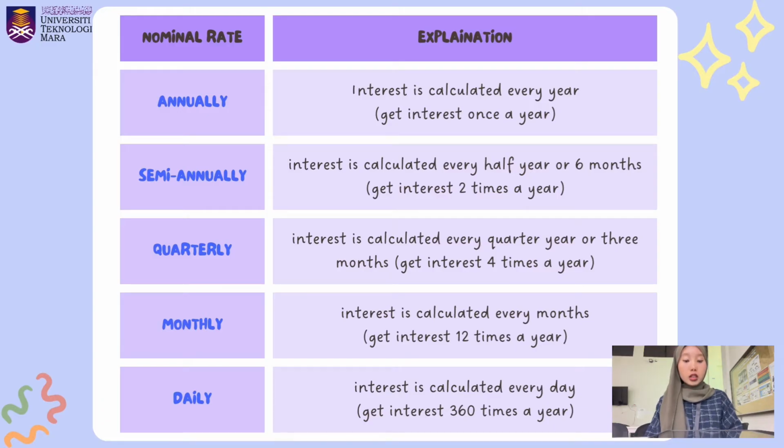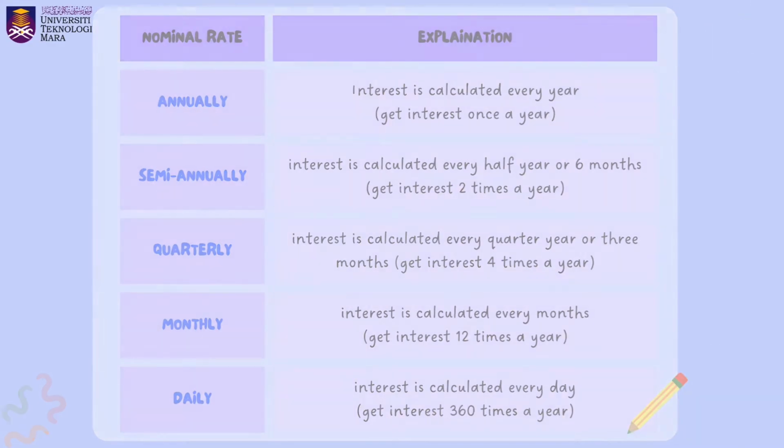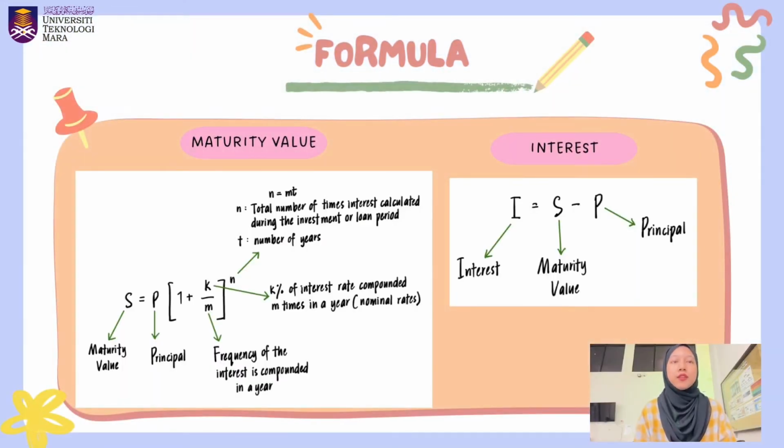For monthly, interest is calculated every month, which you will get interest 12 times a year. For daily, interest is calculated every day and you will get interest 360 times a year. There are 2 formulas for compound interest, which is maturity value and the interest.